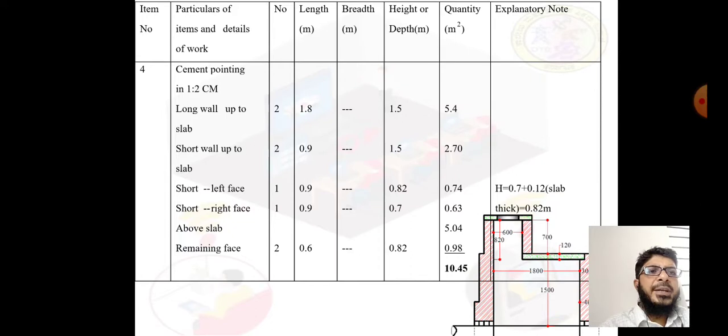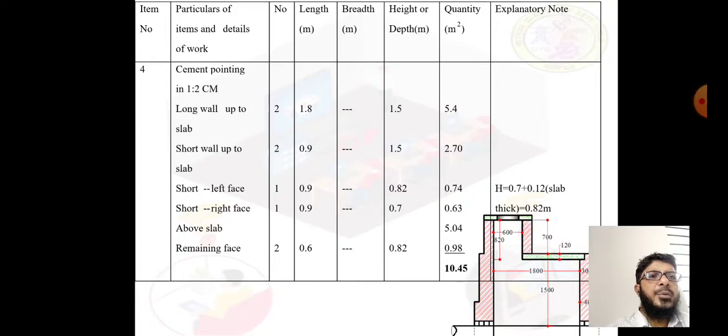into same 0.9 meter. So this dimension you will get in section of the wall. So again height is same 1.5 meter only. So we will get quantity in terms of meter square. First one 5.4 and second is 2.7. Then remaining short walls. So short wall left side one number 0.9 meter and its height is 0.82 meter.